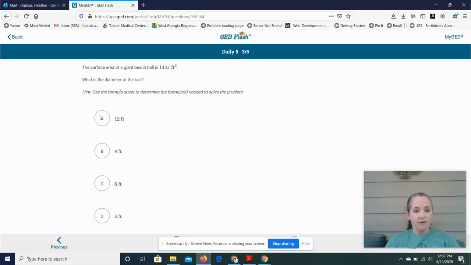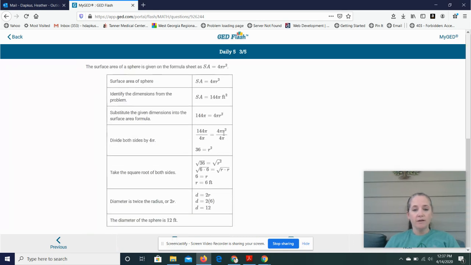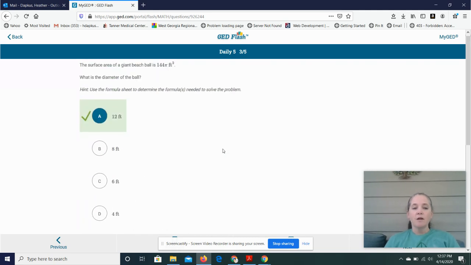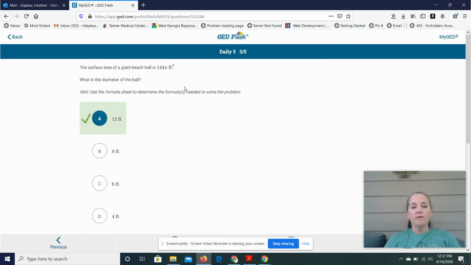So let's come back over here and see if we're correct. And we are. They did the exact same thing. They did it all in one step here, dividing both sides by 4 pi, where I did it by 4 and then by pi. But that is how you would solve that. That's one where you're having to work backwards. But if you know how to solve equations, it's easily doable. You just have to know the process.